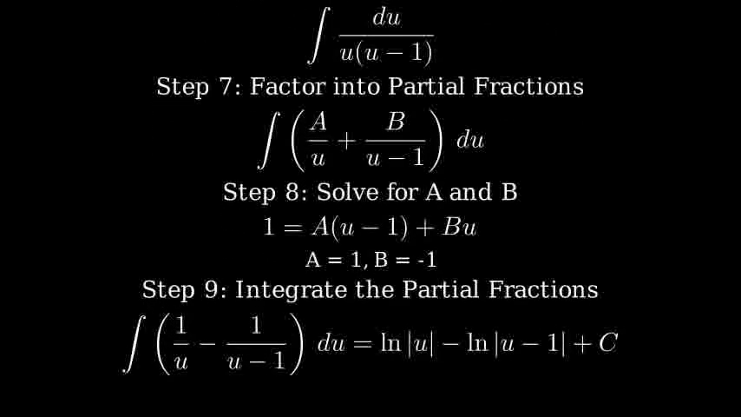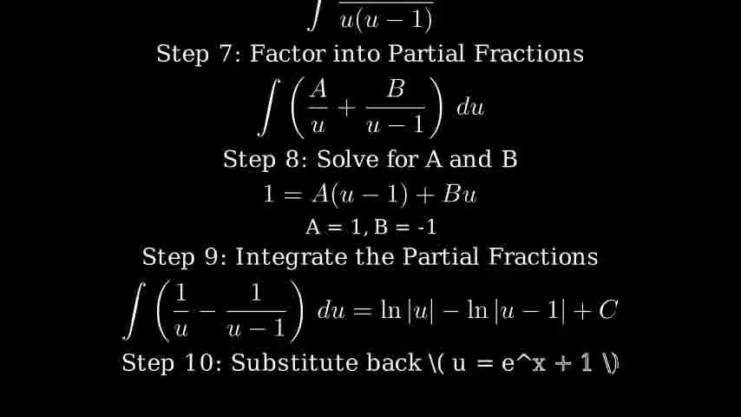We now have the integral of 1 over u minus 1 over u minus 1. Performing the integration, we find the natural logarithm of the absolute value of u minus the natural logarithm of the absolute value of u minus 1 plus c.